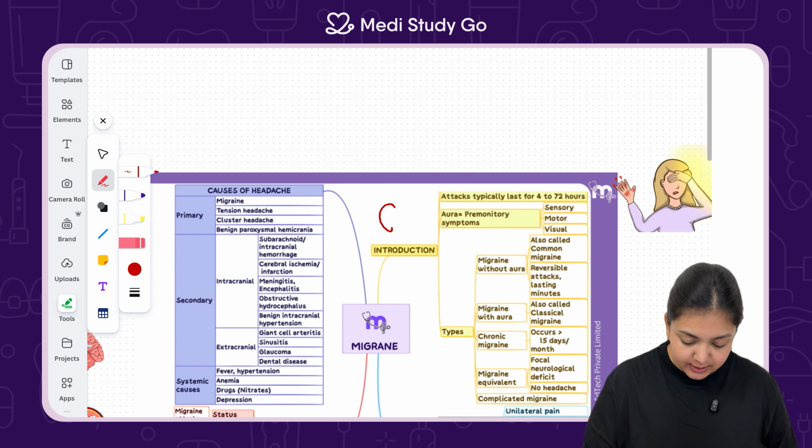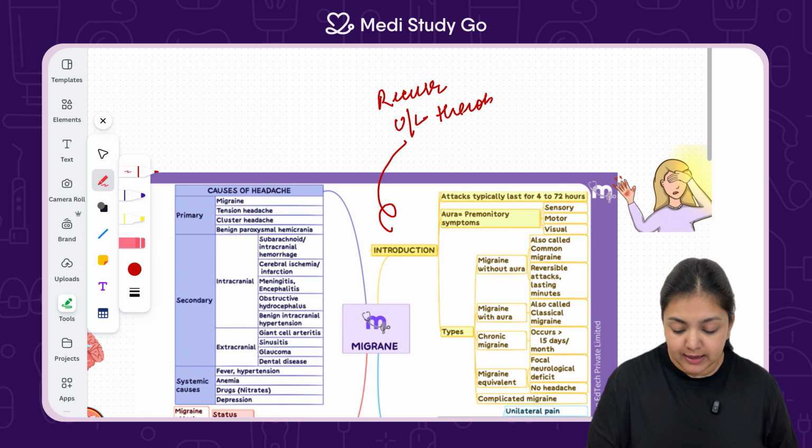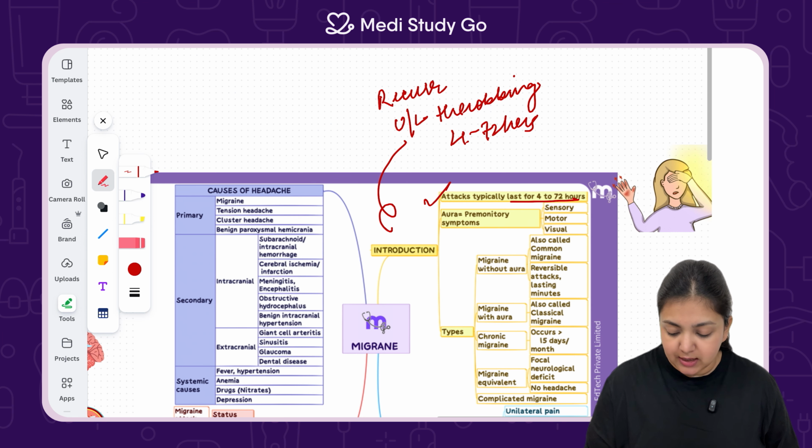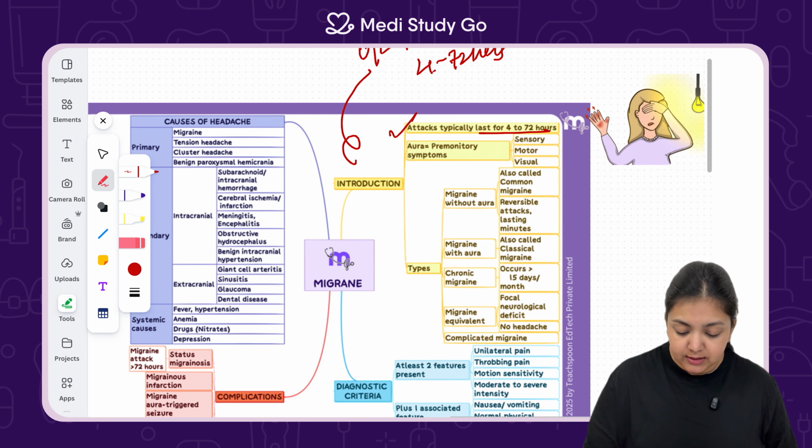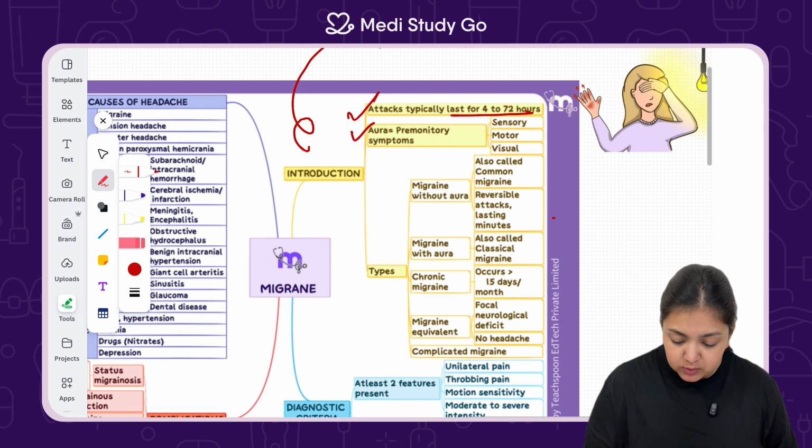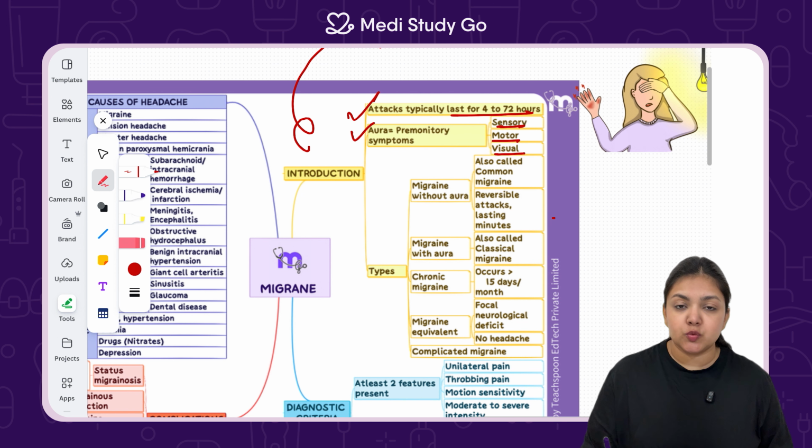To define migraine, it is usually a recurrent, usually unilaterally occurring, throbbing headache which lasts for 4 to 72 hours. The attacks typically last for 4 to 72 hours and they contain a situation which is known as aura. Aura is a preliminary symptom which the patient feels before the actual headache starts. It gives a feeling of dizziness, restlessness, and the patient starts feeling sensitivity towards light and harsh sounds. That is photophobia and phonophobia. So the aura includes sensory, motor, and visual manifestations which the patient feels.